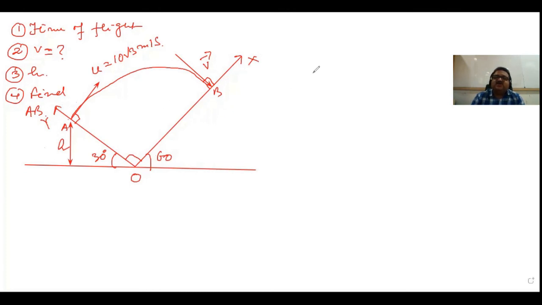And as usual, what I'm writing, look, it is thrown along this direction. Initial velocity means this is the point of projection. If I look from this, it is along this direction. So what I take, ux is 10 root 3 meter per second, and it is positive direction of x-axis. Clear? Uy is 0, no velocity.